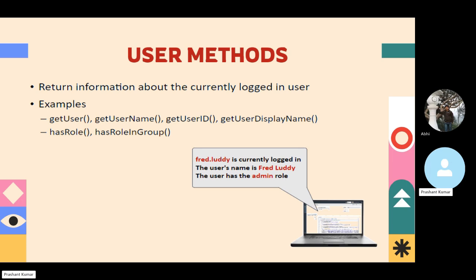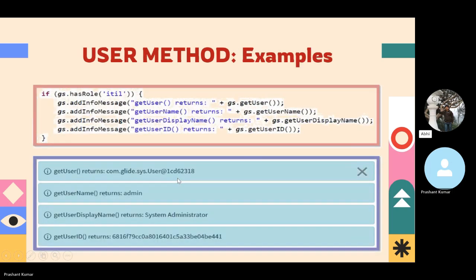hasRole will give you what role the current user has, and this we can basically check as a condition. gs.hasRole, gs.hasRoleInGroup, and you will see the example here. You are seeing this example.